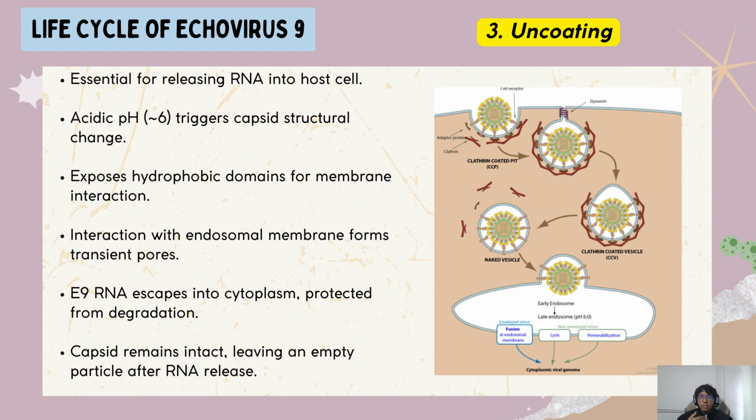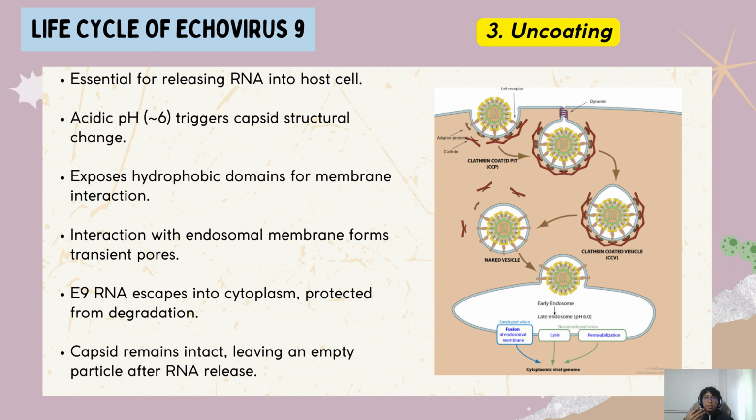After entering the host cell via clathrin-mediated endocytosis, E9 is trapped inside an endosome, a sort of cellular compartment. As the endosome becomes more acidic, dropping to around a pH level of 6, the virus senses this change. In response, the E9 viral capsid, which is essentially the protein shell of the virus, undergoes a structural transformation. This change exposes hydrophobic or water-repelling protein domains on the capsid. These domains interact with the endosomal membrane, causing it to form small pores. So, through these pores, the E9 RNA is released into the cytoplasm, the fluid inside the cell.